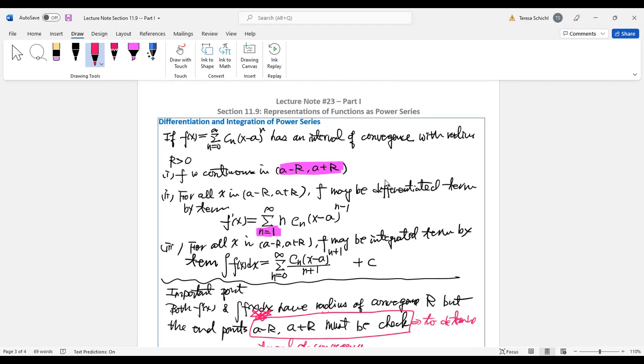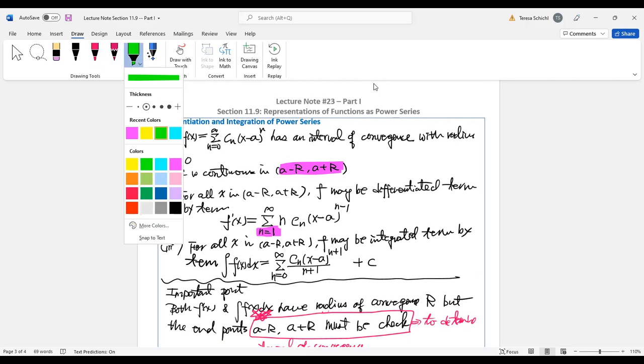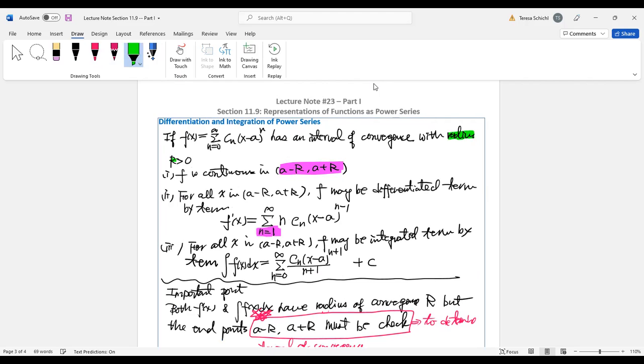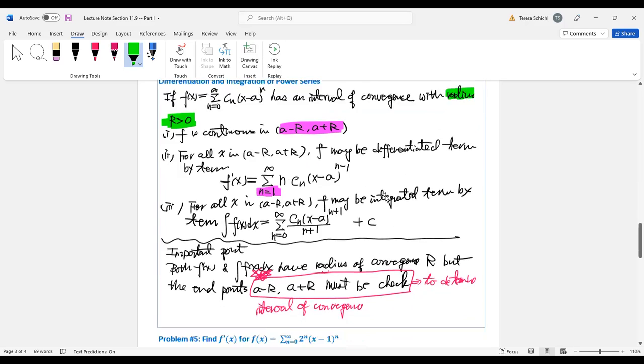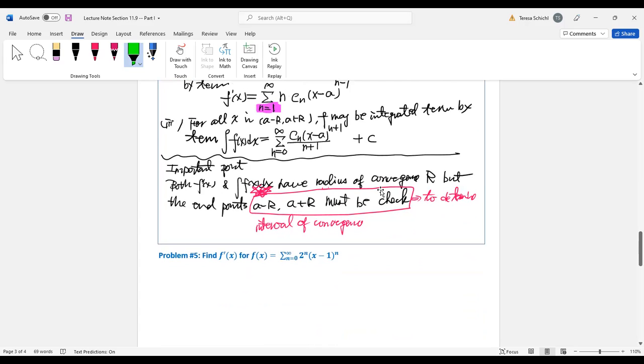Right, so in here, if you take a look, we said f of x has an interval of convergence with radius r. So that's why we have this radius, and we put it in the open parenthesis interval. But once we decide the interval of convergence, you have to check the endpoints here. All right, so this is a very, very important part, right? The endpoints have to be checked in order to get the correct interval of convergence.